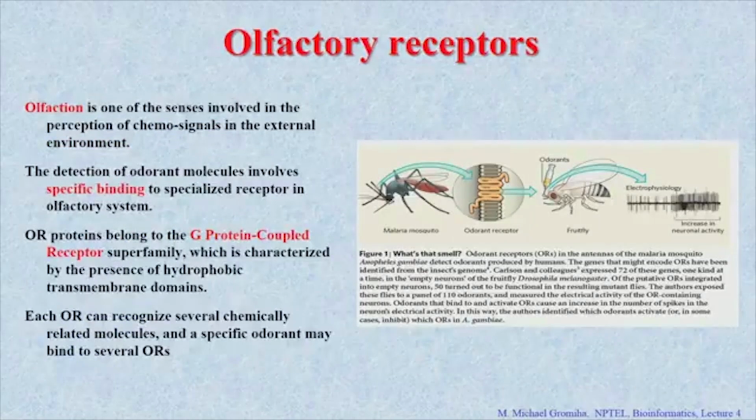Olfaction is one of the senses involved in the perception of chemo signals, right. So, how do we get these olfactions? And smell, right. If you look at malaria, one of the major causes is that mosquitoes can recognize humans. This is why mosquitoes bite and then cause malaria. If mosquitoes cannot get this olfaction, cannot recognize humans, then we do not have any problem, right.